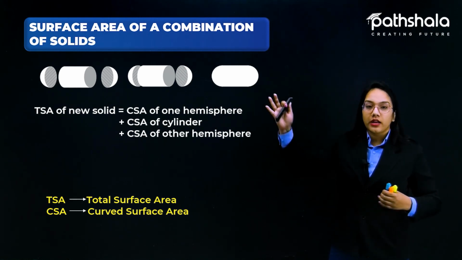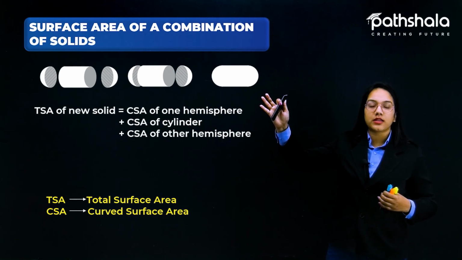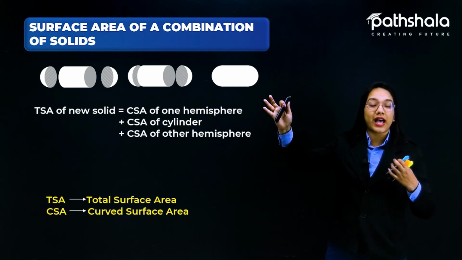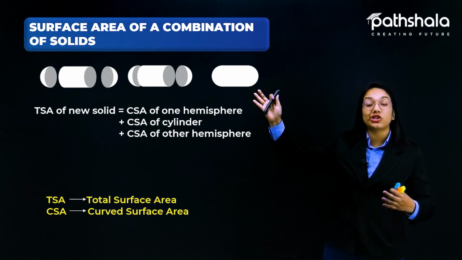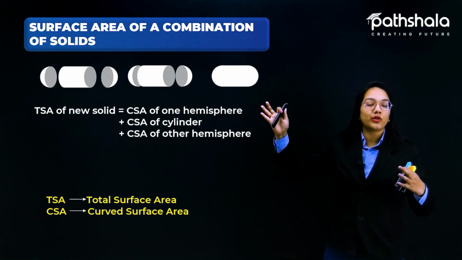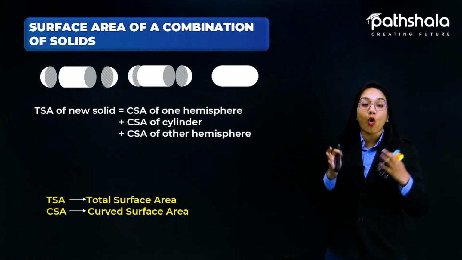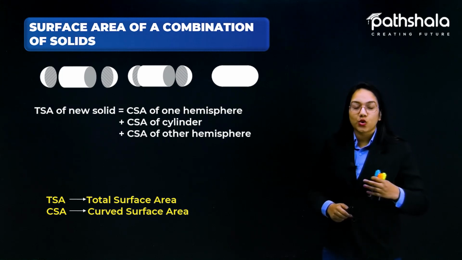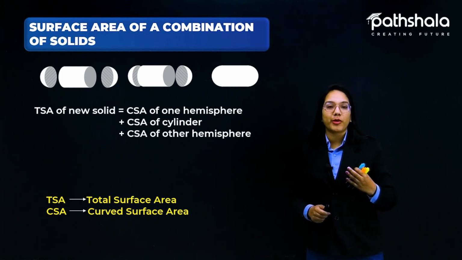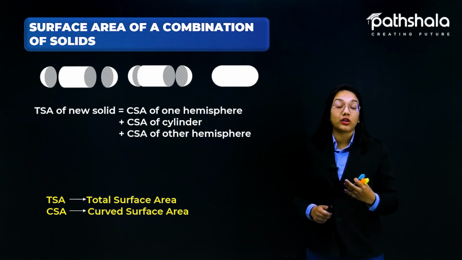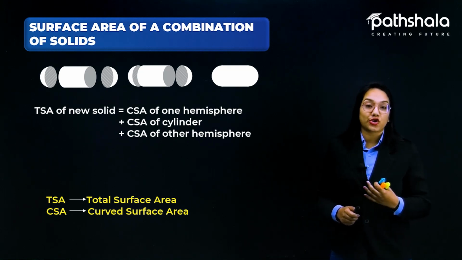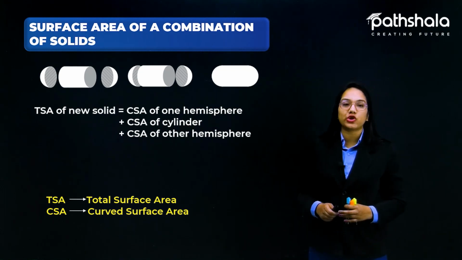For instance, this was the container that was present to us, and we have divided this container into such a formation in which we know the surface area of all the solids present. So in this formation, we can find the surface area of the combination of the solids. Let's see an example related to it.